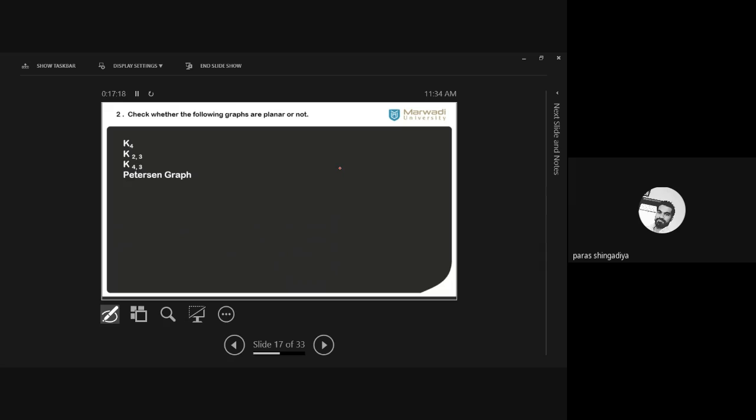K4 we already checked, so there is no need to verify K4 again. Just try it for K23, K43 and the Petersen graph, and reply with your answer: is K23 planar, is K43 planar or not. You already know how to draw the K23 graph. How to draw the K43 graph? Practice it.